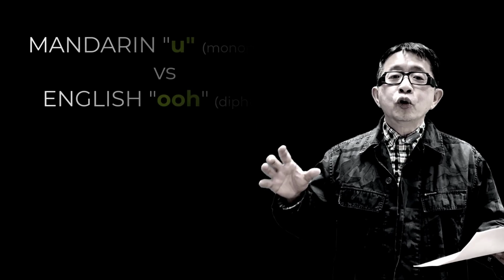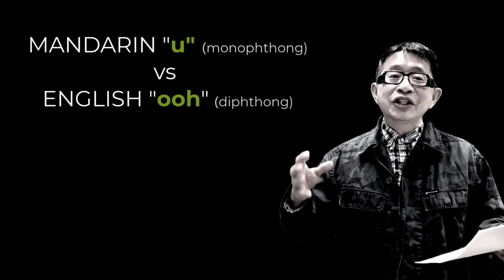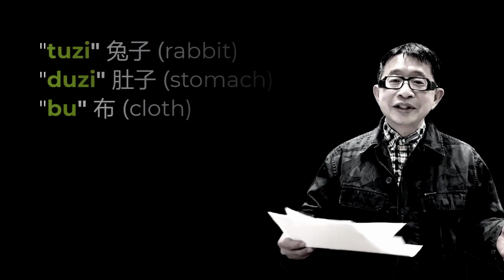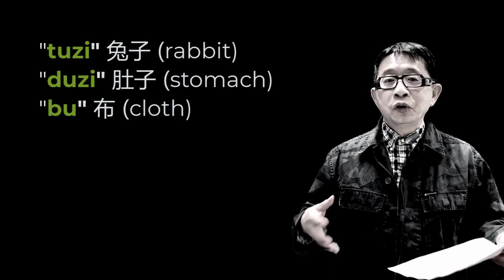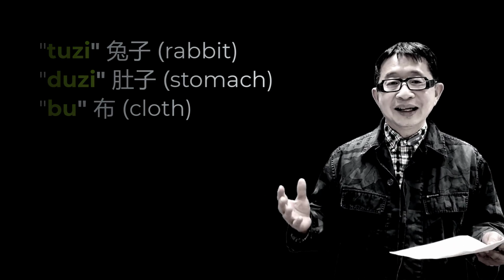Okay, so you get the idea. In Mandarin, you get the pure vowel u, whereas in English, you get the diphthong oo. And if you don't say it right in Mandarin, you'll be saying things like tuzi for rabbit, doozy for stomach, and boo for cloth, which sounds heavily accented. Okay, so how do you pronounce this Mandarin normal U correctly?